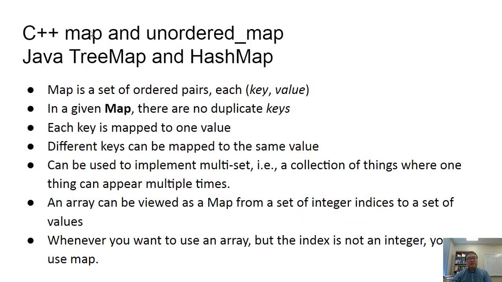So another similar data structure is a map. A map can be viewed as a set of ordered pairs. Every element in the set is a pair, two guys, a key and a value. This is actually literally implemented in C++ as a pair. So you use the pair class, a key and a value, for map. And in a given map, each key can appear only once.